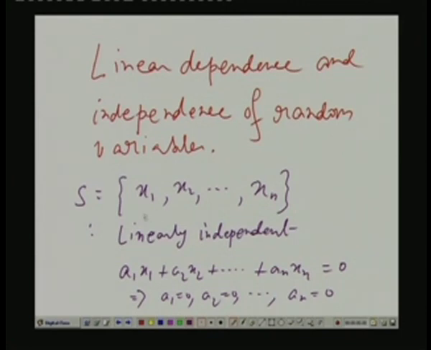So, just to test whether a set of random variables is linearly independent or not, form an equation like this, with a1 to an being scalars, equated to the 0 random variable. See what choices of a1 to an can maintain this equality, and if the only possibility is by taking a1 equal to 0, a2 equal to 0, up to an equal to 0, then you can say they are linearly independent.